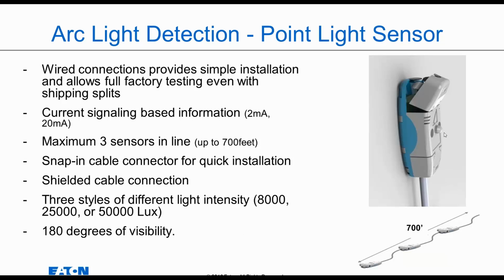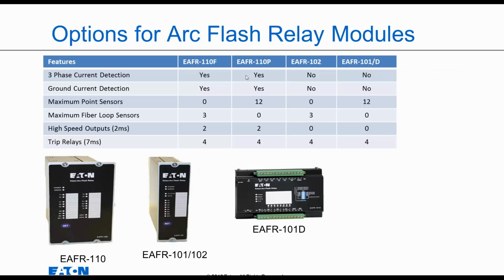So you get 180 degrees of visibility from this point, whereas the fiber gives you 360. It is all around that fiber. This is just for your switchgear, optional. It's whatever works in your system, and more options or more capability is better.